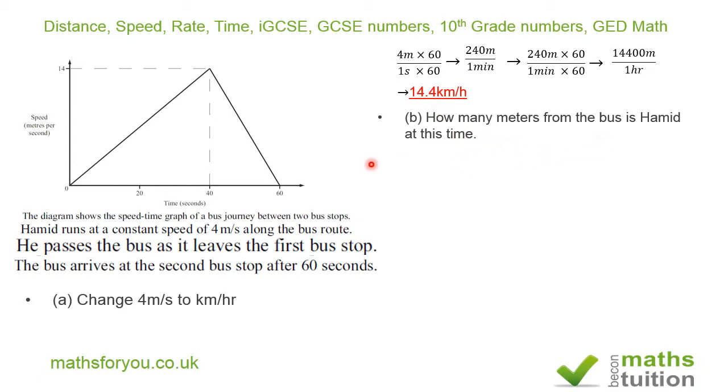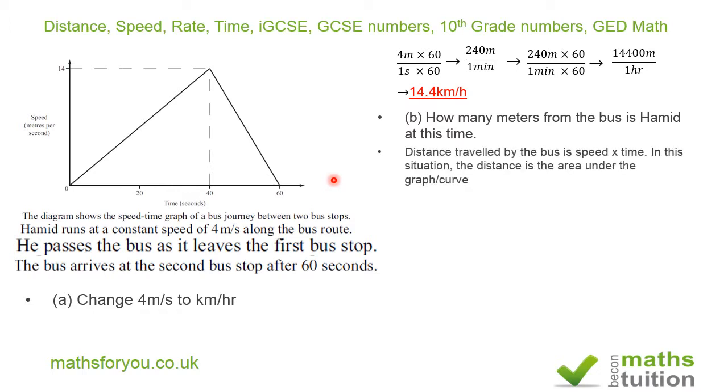How many meters from the bus is Hamid at this time? So at this time, meaning 60 seconds after the start. Firstly, we need to remind ourselves of the relationship between distance, speed, and time. We know distance is speed times time. But in this case, we're given a diagram. So in this diagram, we want to find the area under this graph, because the area will give us the distance.